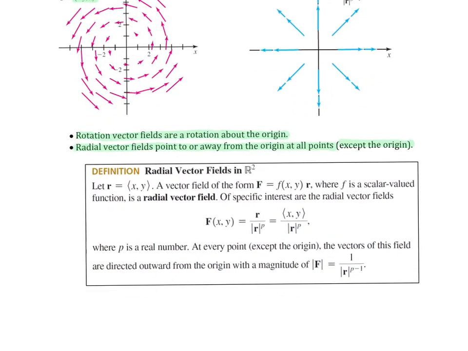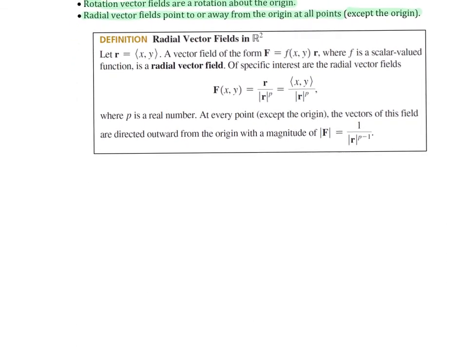So again, these radial vector fields come up so often that we have a definition and a specific form for them. So let's say that we have R, which is the vector x, y. Any vector field of this form, f of x, y times r, where f is a scalar valued function. So, what is a scalar valued function? Look at our example two. So, remember our example two? That was this vector field equal to negative x and negative y.